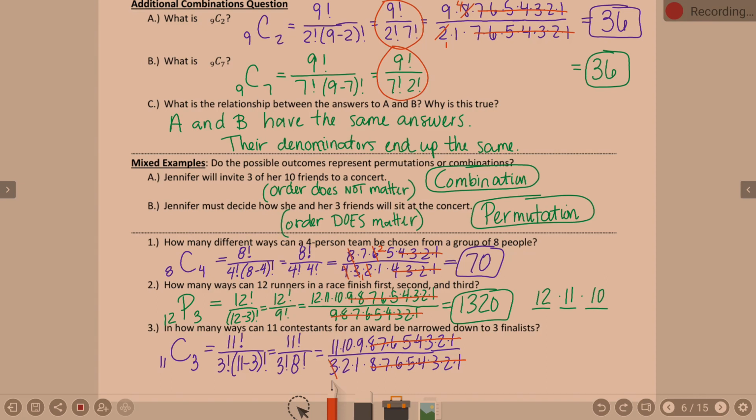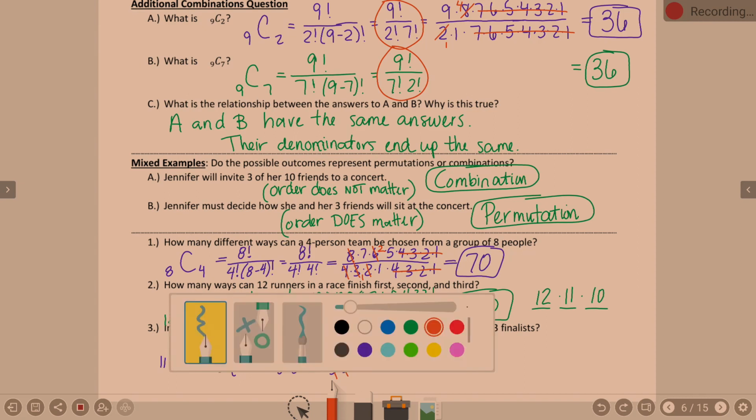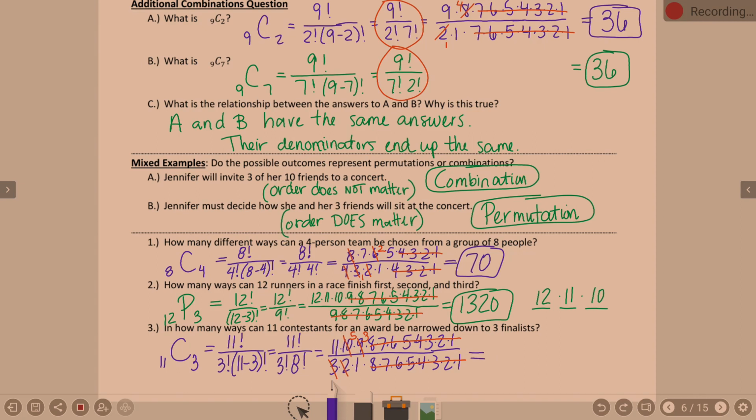3 divided by 3 is 1. 9 divided by 3 becomes 3. 2 can go into 10. 2 divided by 2 is 1. 10 divided by 2 is 5. And I end up with 11 times 5 times 3, which is 165 is what I'm being told.